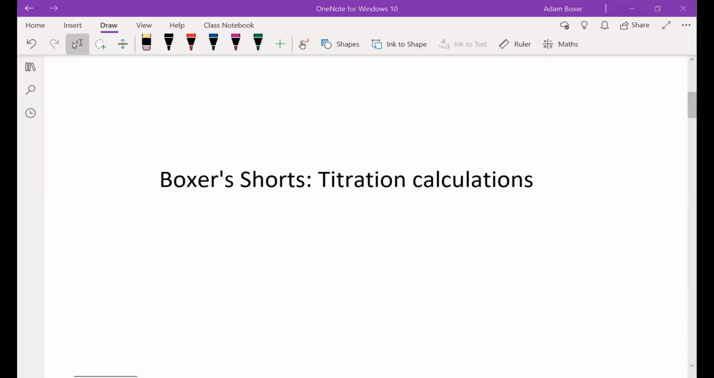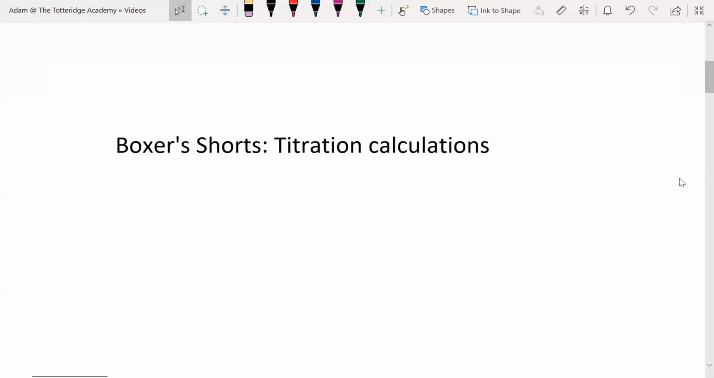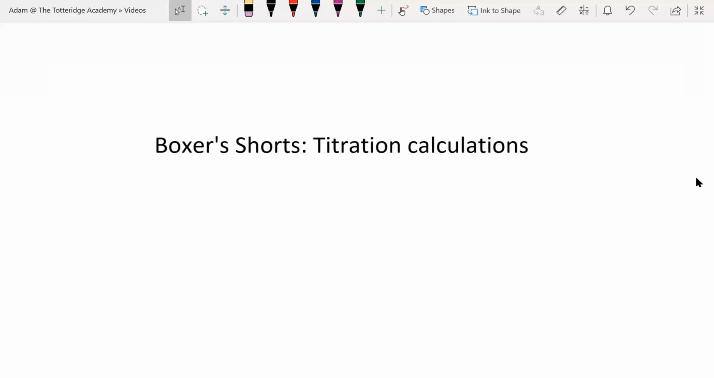Hello and welcome back to Boxer Shorts, where we take issues from GCSE Science and try to break them down. By popular demand, we're going to do titration calculations today. This is a classic area of difficulty that students tend to have. I've got a very simple method that should take us through it.